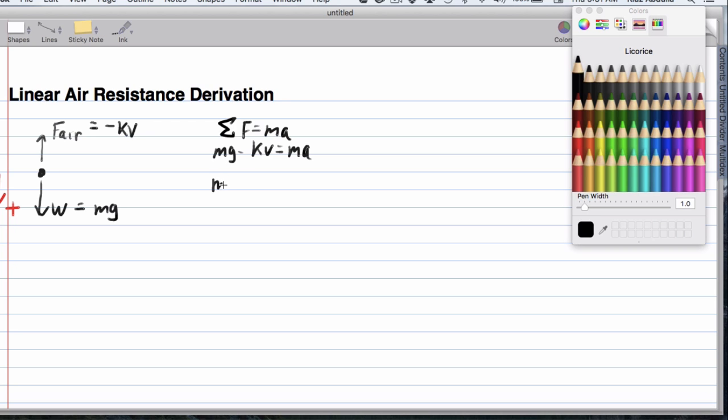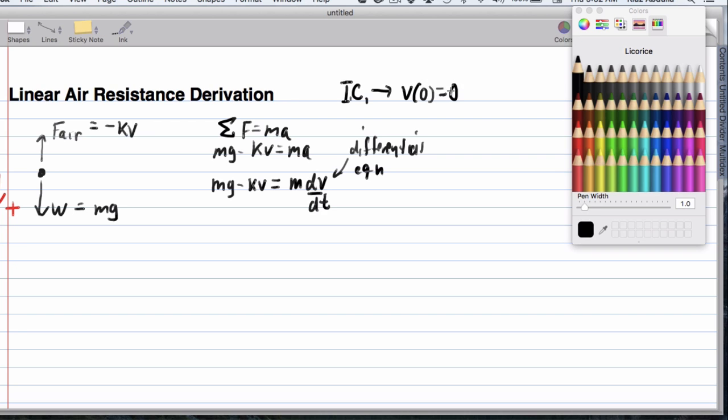But here's the idea. mg minus kV equals ma, and we're going to convert a to a derivative, specifically the derivative of velocity. Now what we've done is we've obtained a differential equation that we want to solve for v as a function of time. One of the conditions that we're given, the initial condition, I'll abbreviate that as IC, is that v of 0 is 0. So at time equals 0, the object is not moving.